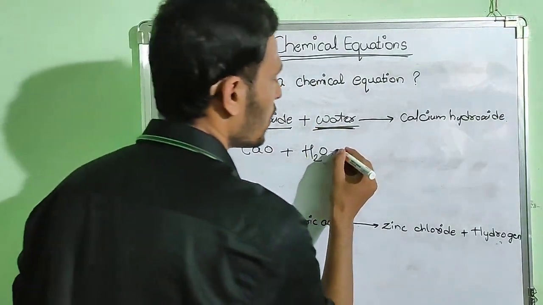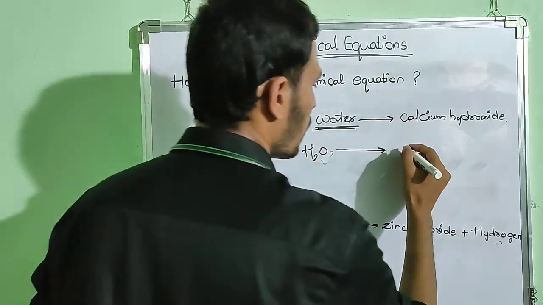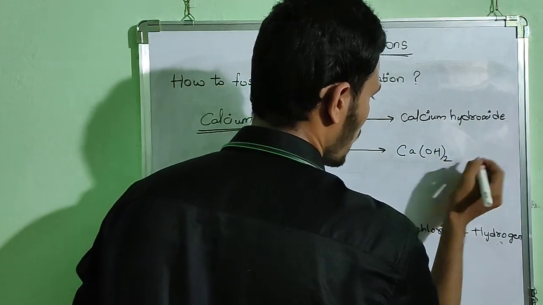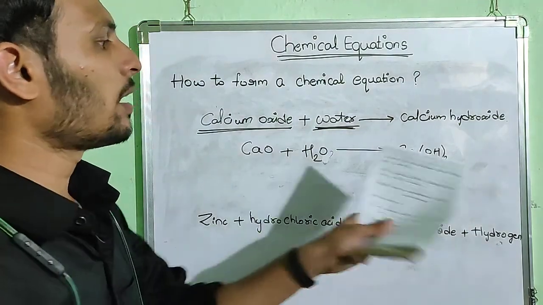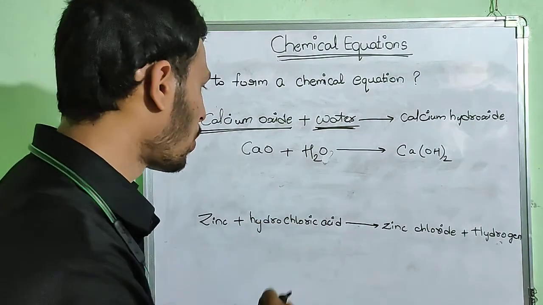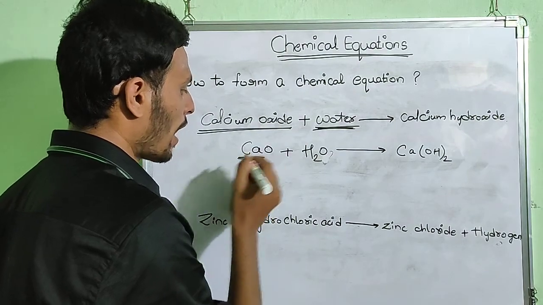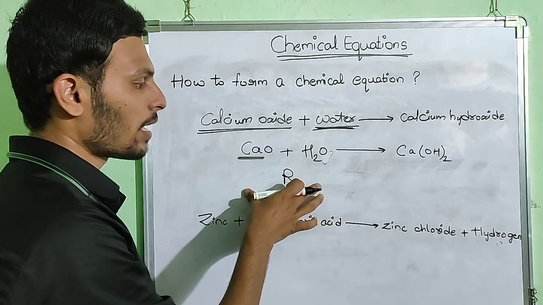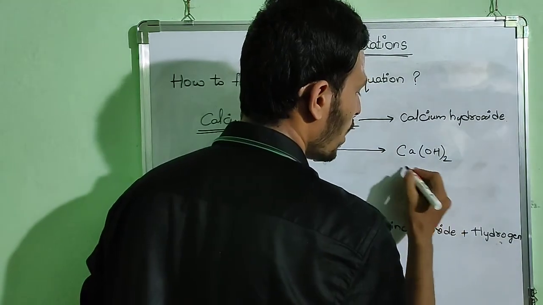Now it gives rise to, what is the formula for calcium hydroxide? The formula is Ca(OH) taken twice, Ca(OH)2. Now after writing the reaction, we have to check whether the reaction is balanced or not. There is one atom of calcium on the reactant side. These are reacting together to form a product.